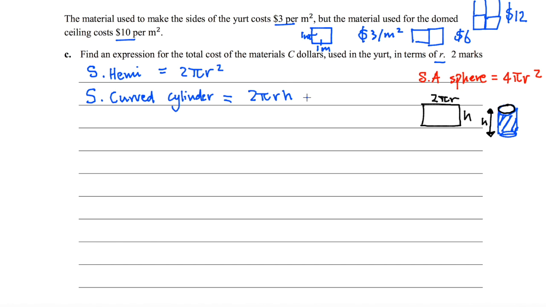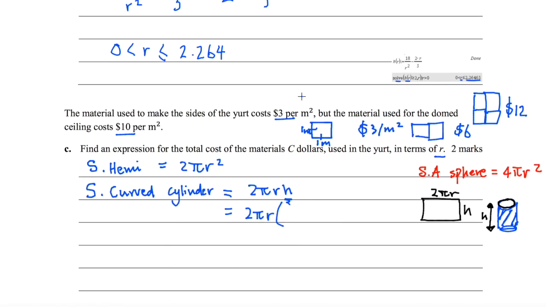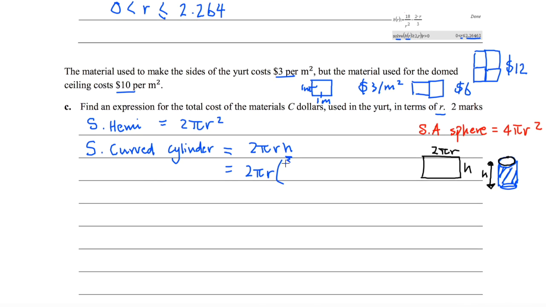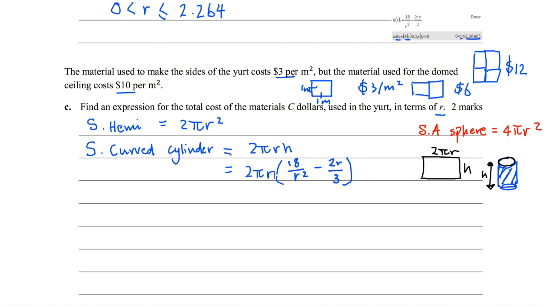Alright, but can you see here that we have something in terms of h? We want everything in terms of r, like it says in the question. So we have to rewrite this, so it's 2 pi r times, well, the question said before that h in terms of r is 18 on r squared minus 2r on 3. Good.